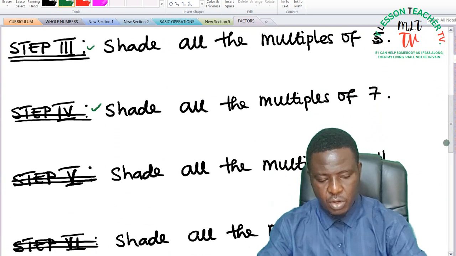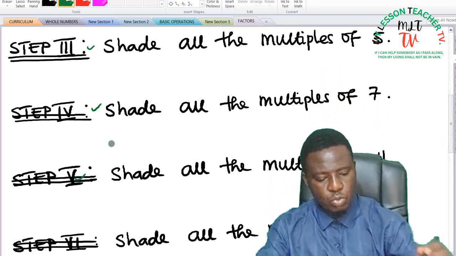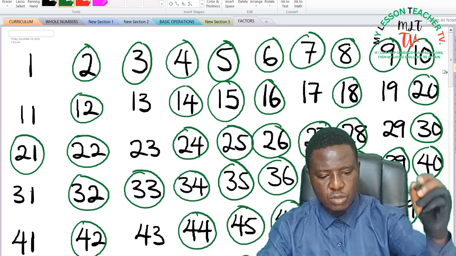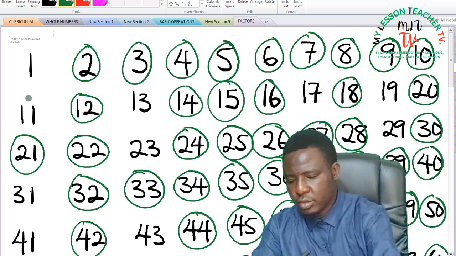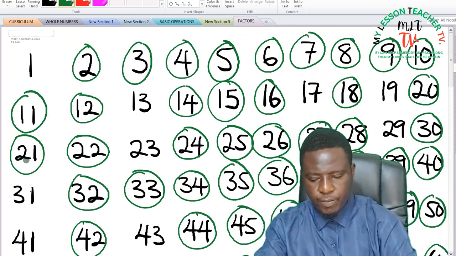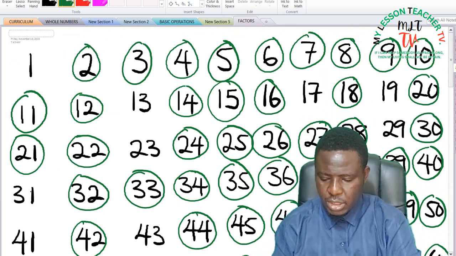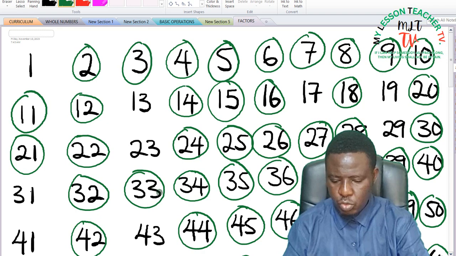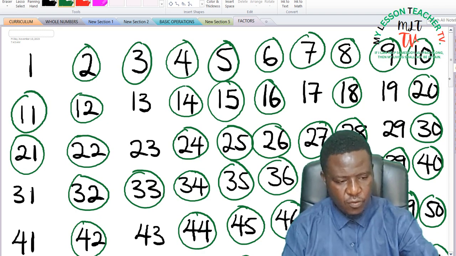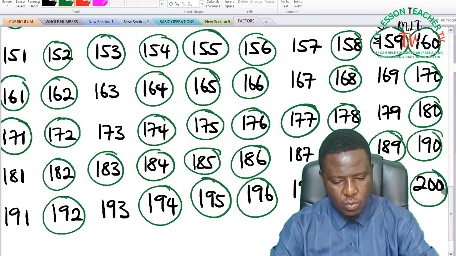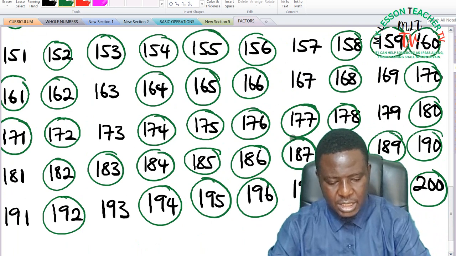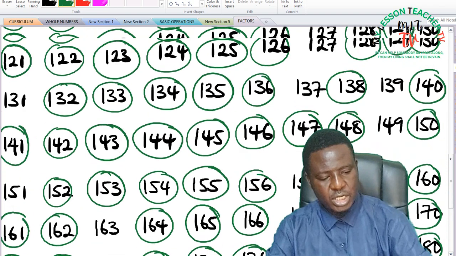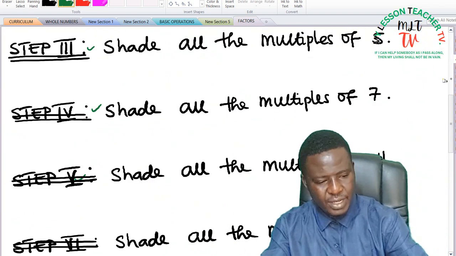Step 5 says we should shade all the multiples of 11. All the multiples of 11, we have 11 itself. We have 22 that we shaded. So if you look at it, it's just like this: 22, 33, 44, and so on, up to 187 and 198 have been shaded. That is it on multiples of 11.